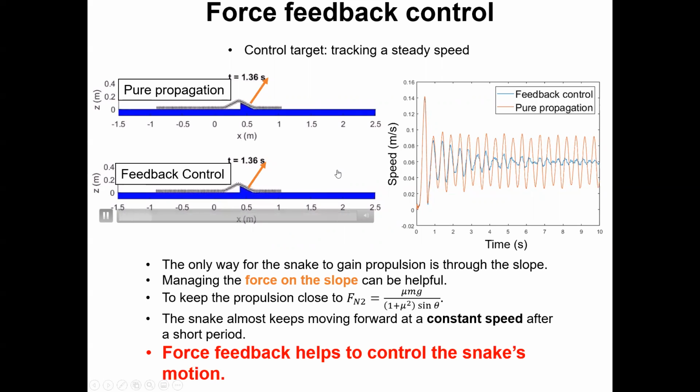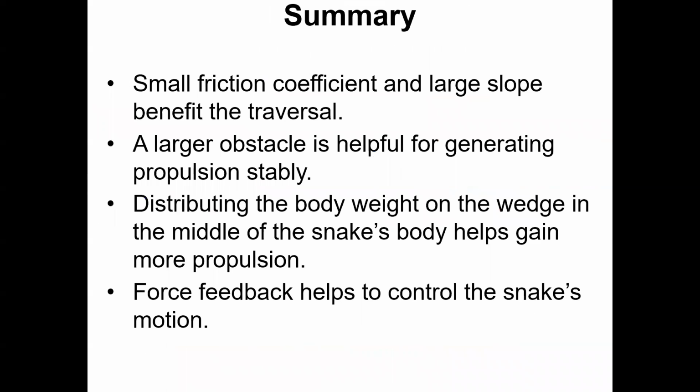However, how to design an appropriate controller for a snake to perform vertical bending in more complicated terrain remains a problem. Finally, we can conclude that small friction coefficient and a large slope benefit the traversal. A larger obstacle is helpful for generating propulsion stably. Distributing the body weight on the wedge in the middle of the snake's body helps gain more propulsion, and force feedback helps to control the snake's motion.